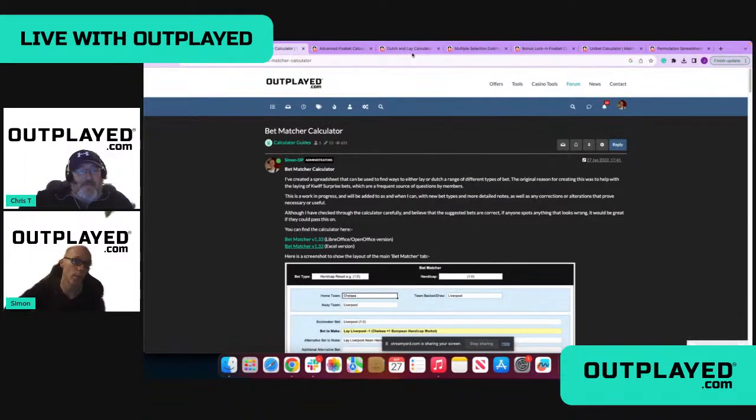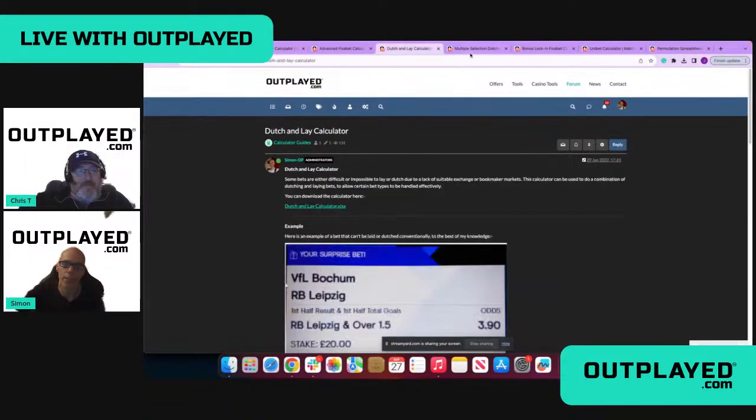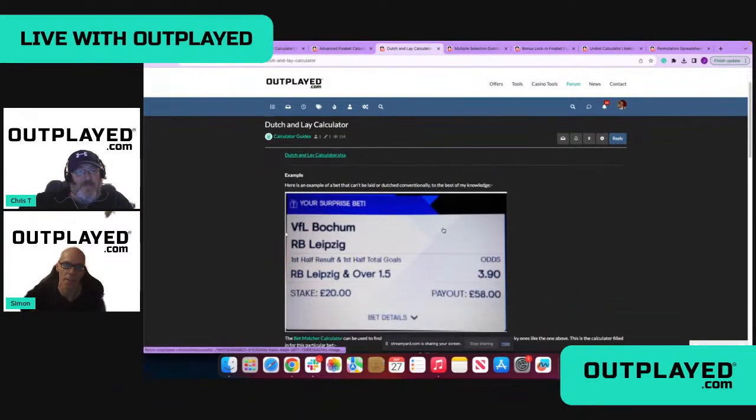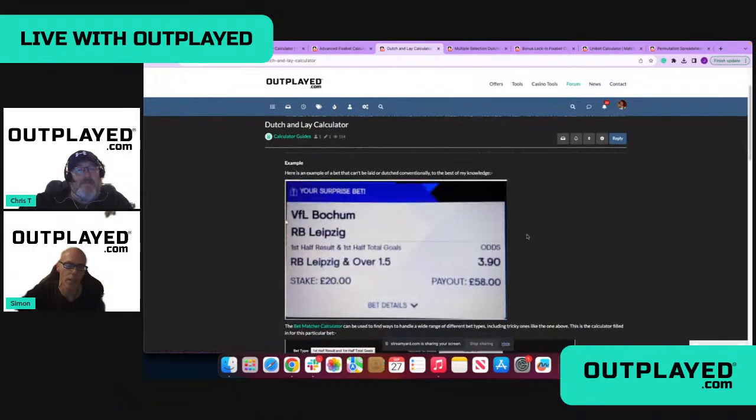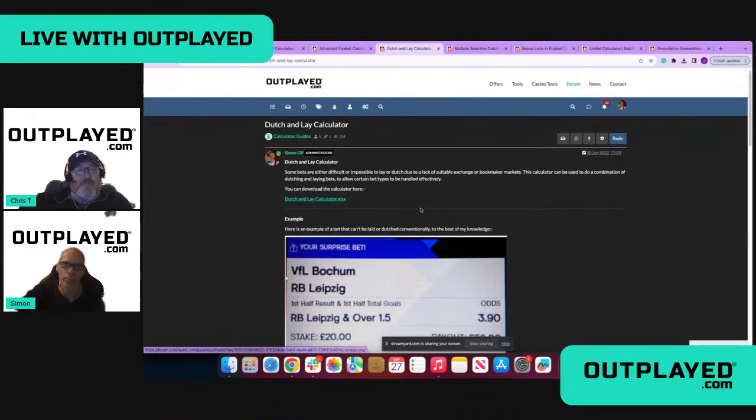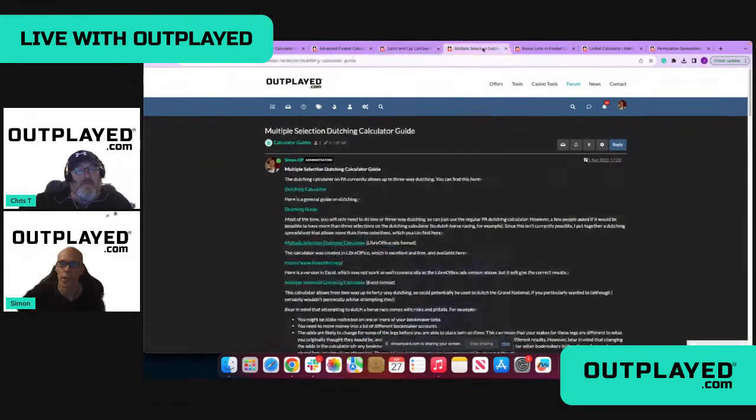And there's some other ones as well. I won't go through them in detail. The reason I came with the Dutch and lay calculator is because certain bets you might need to use it. This is an example bet there. It's in the guide. Multiple selection Dutching calculator guide.